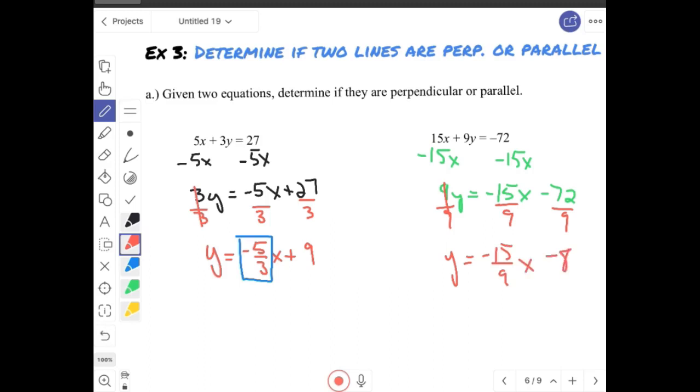Now that negative 15 over 9, we can take a 3 out of the top and the bottom. So that's going to be y equals negative 5 over 3 x minus 8. So again, since these two slopes are the same, these two lines would be parallel.